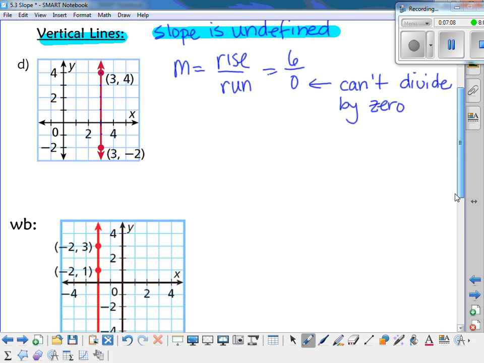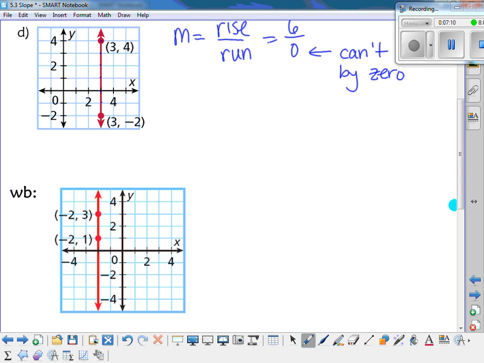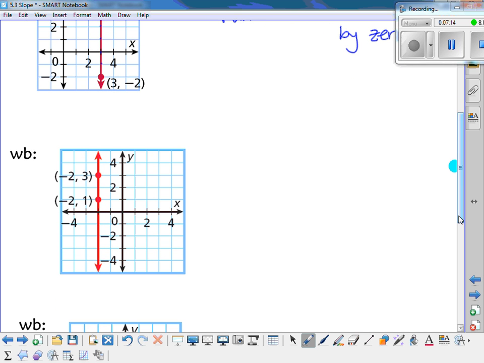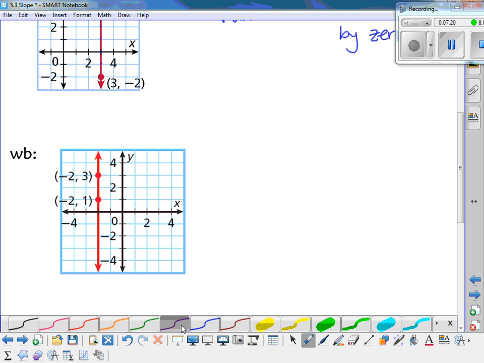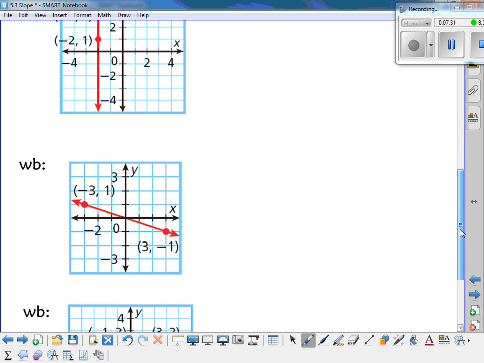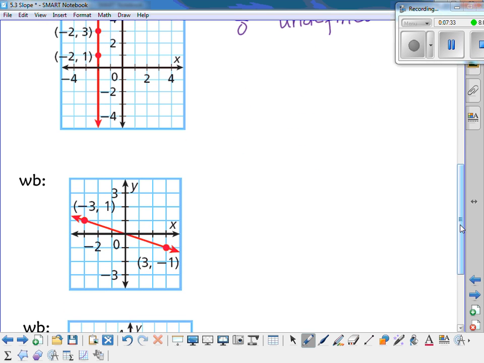So on your whiteboards, tell me what the slope of that one is. Okay, so you have 2 over 0. You can't divide by 0. That means the slope of that one is undefined. All right, so what's the slope of this next one?